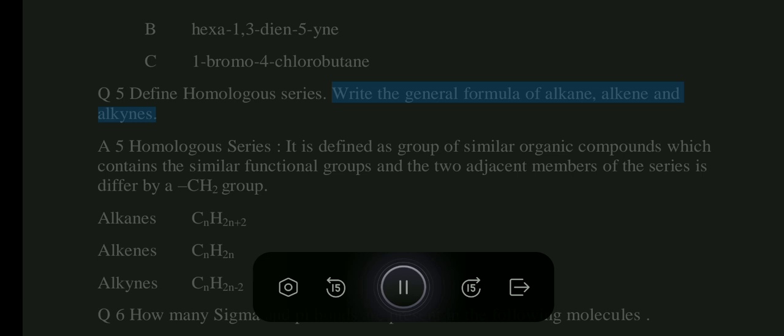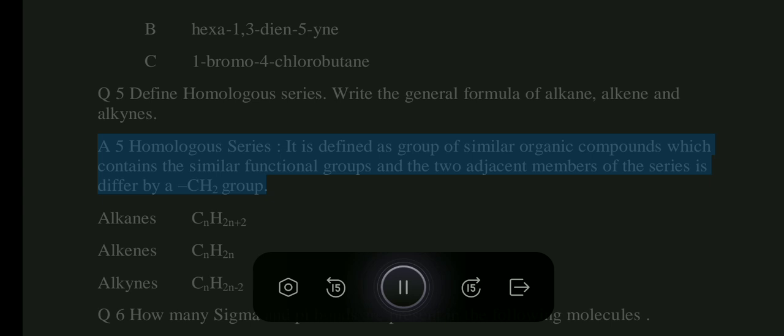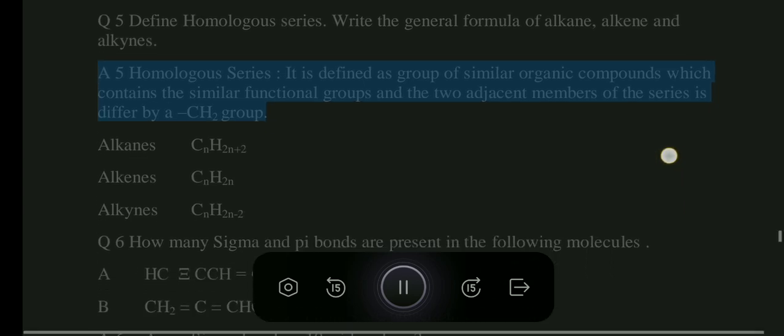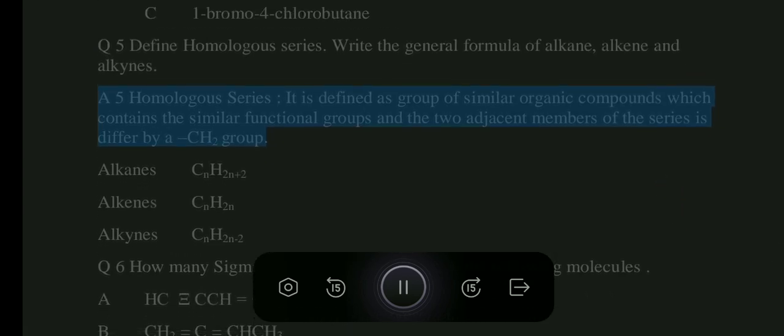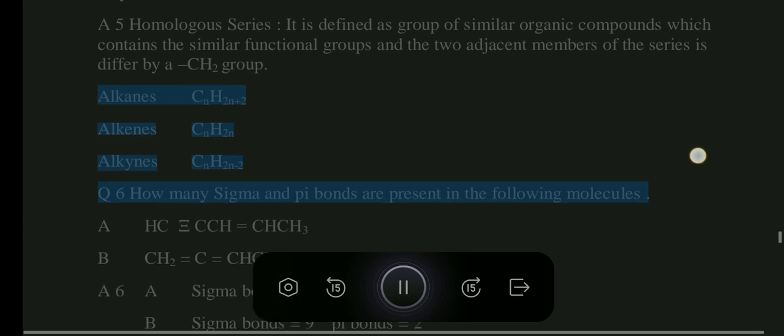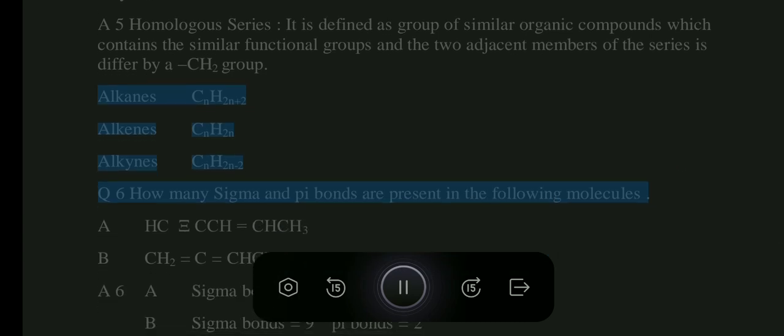Q5. Define homologous series. Write the general formula of alkane, alkene and alkyne. Answer: Homologous series is defined as a group of similar organic compounds which contain the similar functional groups, and the two adjacent members of the series differ by a CH2 group. Alkanes CnH2n+2, alkenes CnH2n, alkynes CnH2n-2.